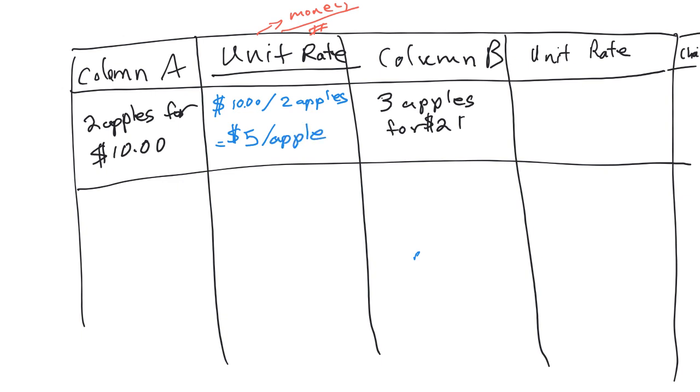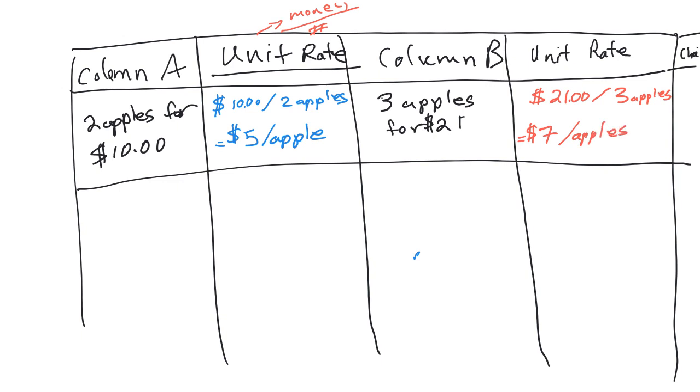Now let's go and take a look at this next one. So this next one has 3 apples for $21. So we're going to go $21 and we're going to divide that by, otherwise known as slash, 3 apples. And that's going to tell us we have $7, when you punch that in your calculator, slash apples.